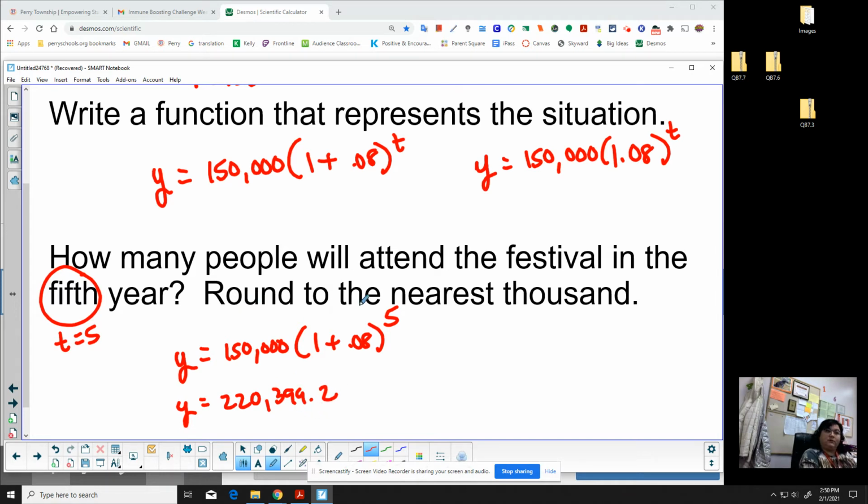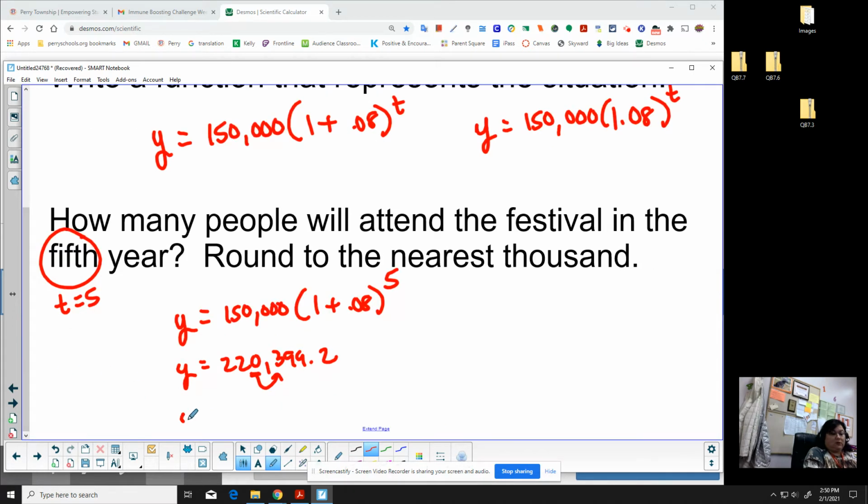Oh, and it also says round to the nearest 1,000. 1,000 is right here. So if we point, 3 is not strong enough to pull it up to a 1. So my answer then is 220,000 since I'm rounding there. But honestly, if it didn't say this, I would have rounded to the nearest person. So it would have been 220,399 because 2 again is not strong enough.